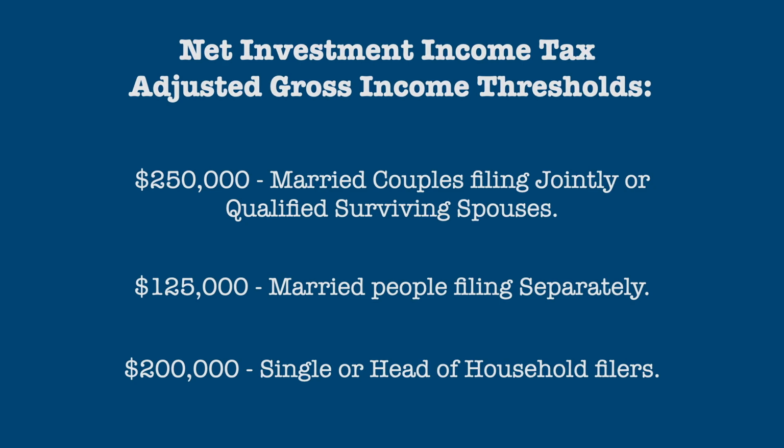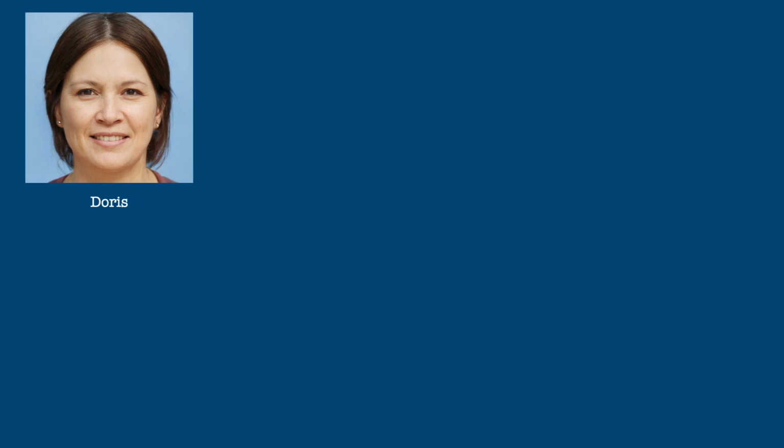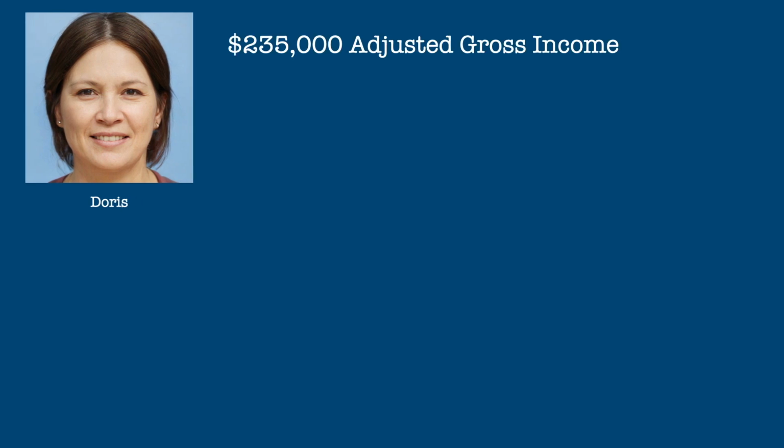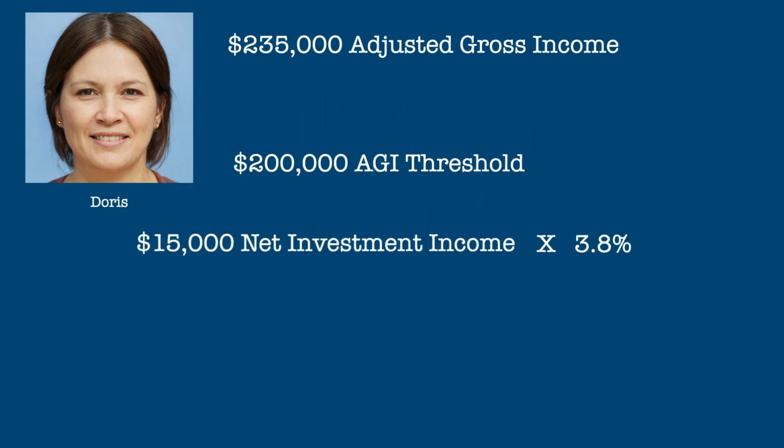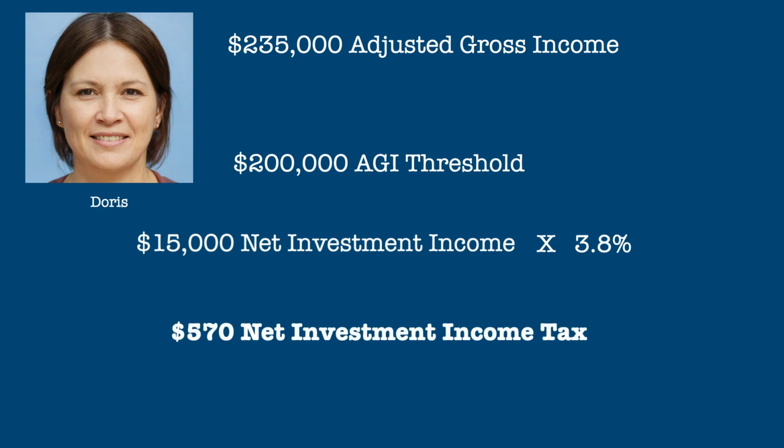Time for a quick example. Doris files as single, and this year her adjusted gross income was $235,000, which included $15,000 in net investment income. Since her adjusted gross income threshold is $200,000, she would be subject to the 3.8% net investment income tax on the entire $15,000, which comes to $570.